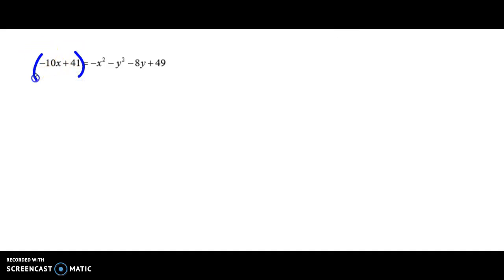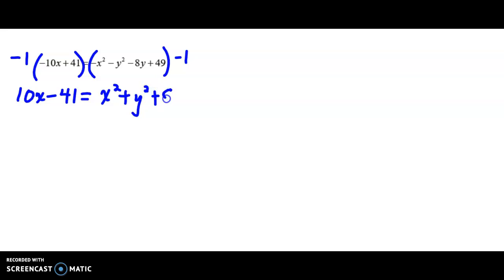Let's just multiply by -1 and see what we get. So if we do that, we get 10x minus 41. It's every term. And then this would become x squared plus y squared plus 8y minus 49. Okay, when we're completing the square, we want all the x's on one side, all the y's on one side, and the constant on the other. So we're going to add 49, and that moves the constant. And we're going to subtract 10x.